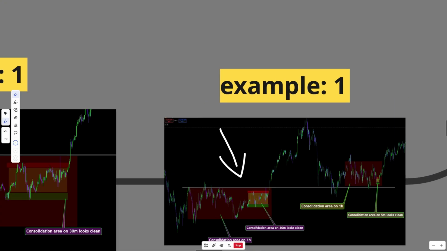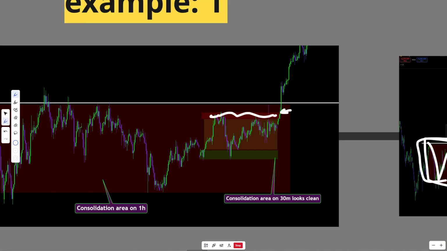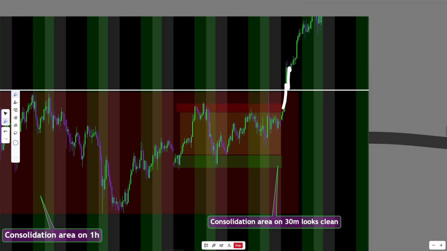So here we have example 1. We have here on the 1 hour time frame a consolidating area, and here on the 30 minutes we have another consolidating inside the big consolidating area. So the price here did break the mini consolidating area and then it started to go up. Here in the New York session and London session, it was creating a consolidating area. But at this time, in the Asia session, when the price did break the mini consolidating, the price pumped.